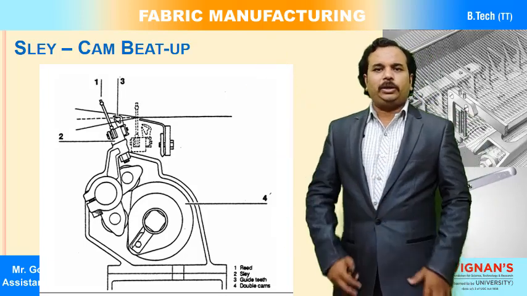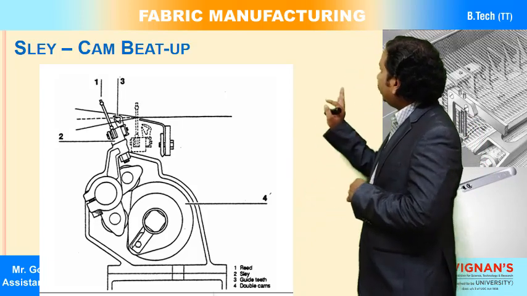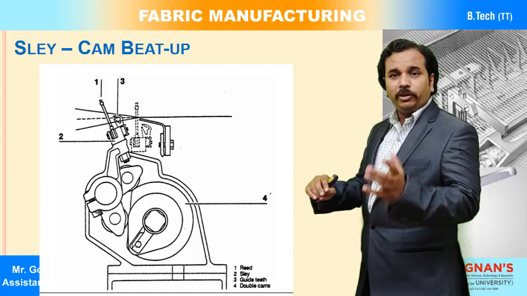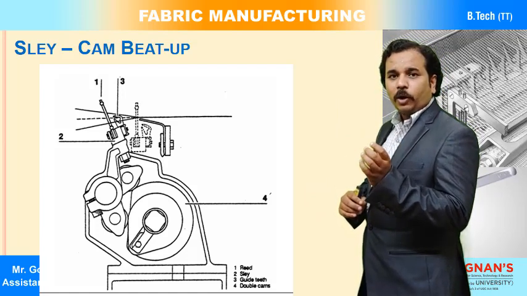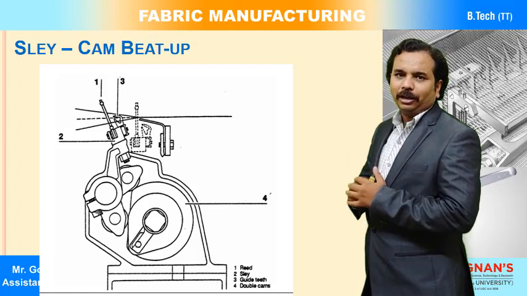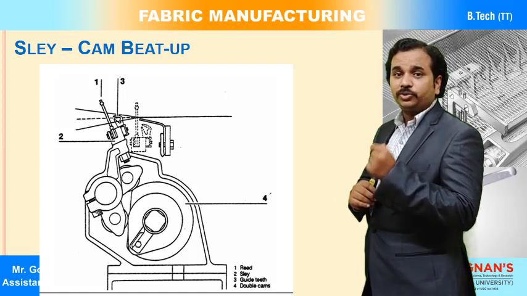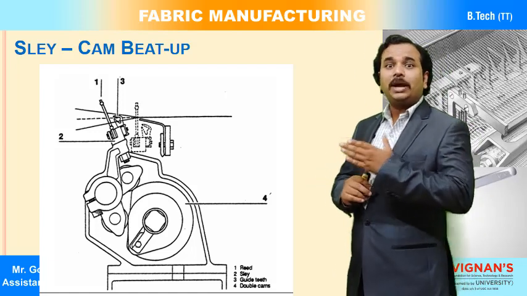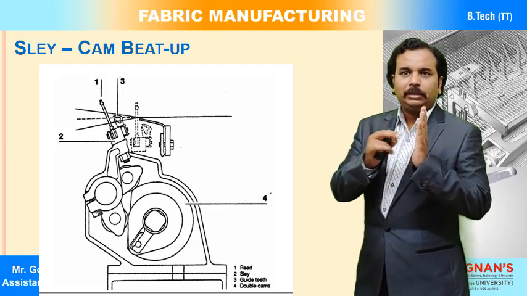While beat up is happening, you can see the image where the dotted lines are shown. You can observe that while beat up is happening, the sley is moving forward, and now what is happening in the picking? The pick or weft yarn is inserted in the guide tunnel, in between the guide teeth. And as I told earlier, the guide teeth are opened towards the direction of the reed.